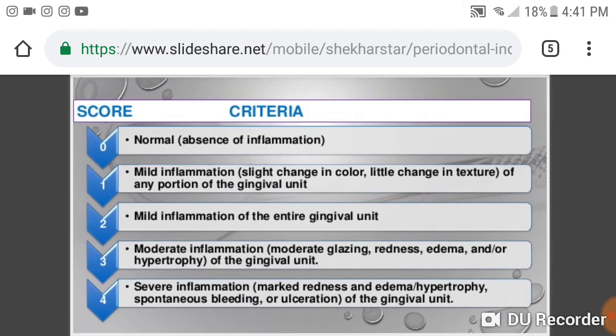The criteria: 0 score means normal or absence of inflammation. 1 score means mild inflammation, slight change in color, little change in texture, of any portion of the gingival unit. 2 means mild inflammation of the entire gingival unit. 3, moderate inflammation, moderate glazing, redness, edema, and or hypertrophy of the gingival unit. 4, severe inflammation, marked redness and edema, hypertrophy, spontaneous bleeding, or ulceration of the gingival unit.